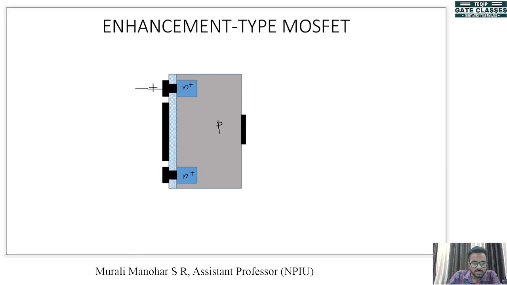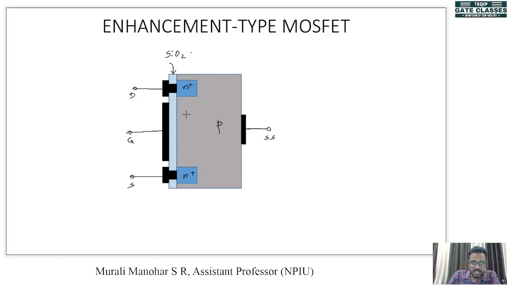This is our drain, again connected to this N through an ohmic contact or a metallic contact. Here we have our source connected to this N region through a metallic contact. Here we have our gate, which is isolated from the semiconductor material. Here a thin layer of silicon dioxide is present. Here the substrate terminal is also present, which is normally internally connected to the source.